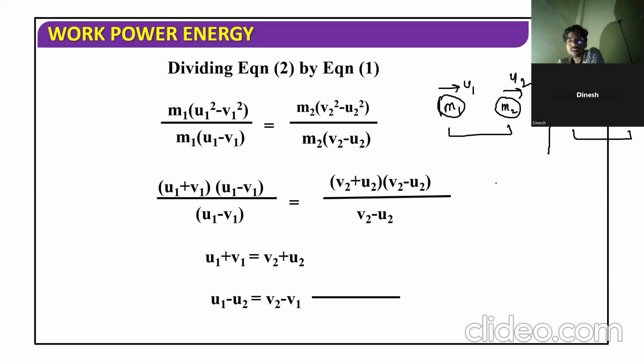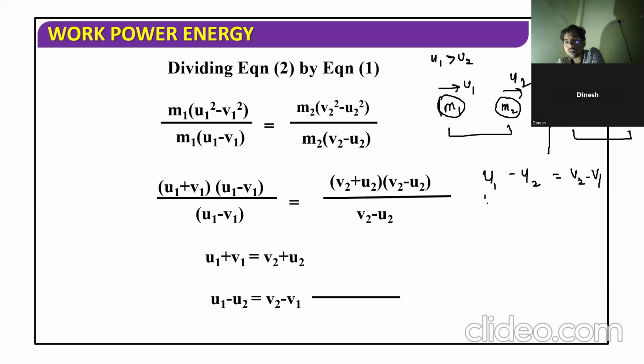So what you are getting is u1 minus u2 equals v2 minus v1. Imagine in your mind, u1 is more than u2. Here v2 will be more than v1. Why? Collision will happen only when u1 is more than u2, as they are moving in this direction. After collision, m2's velocity will increase and m1's velocity will decrease.